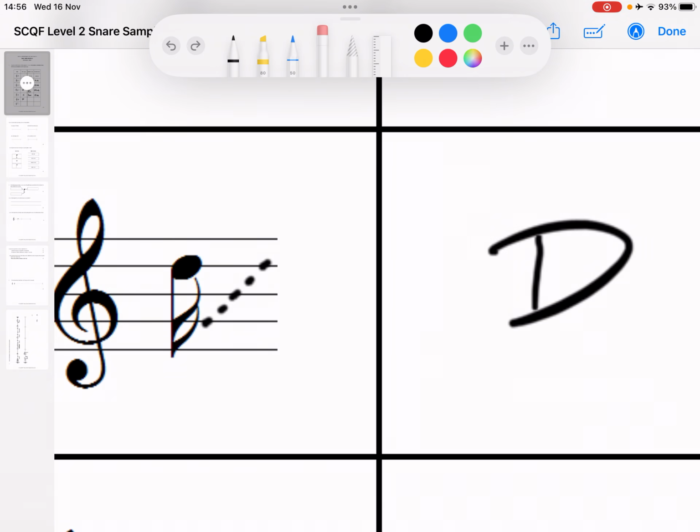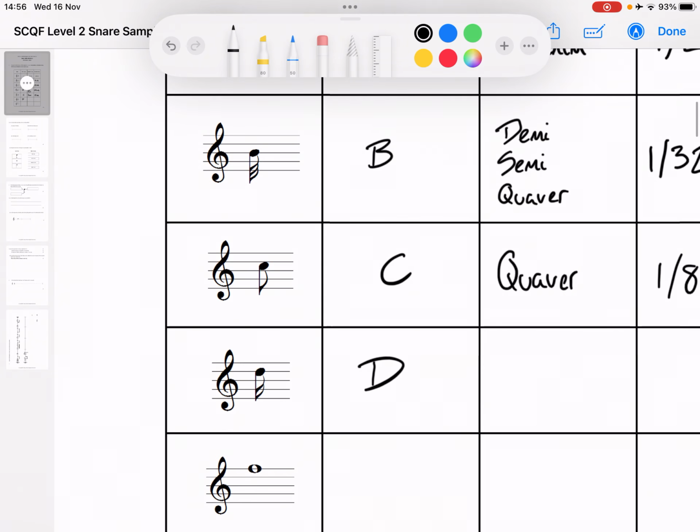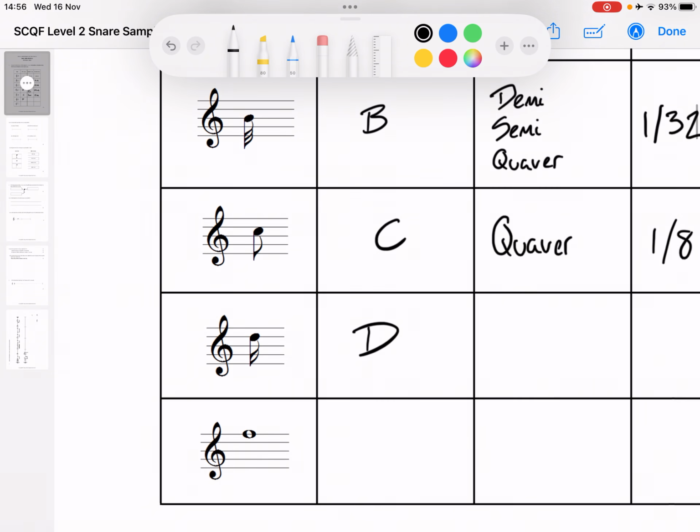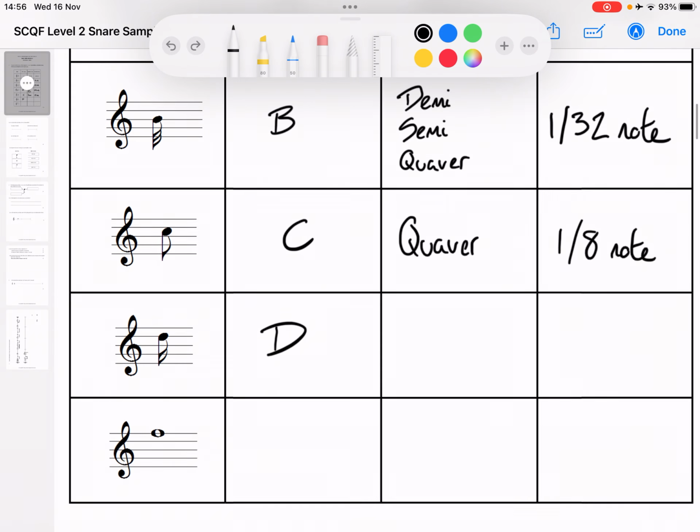Oh, I must say I am absolutely loving this iPad screen records. Brilliant. So that's a semi-quaver, because it's a quaver and it's got 1, 2 tails. So it's a semi-quaver, and we'll write that in here. And the fractional value of the semi-quaver was a 16th note.